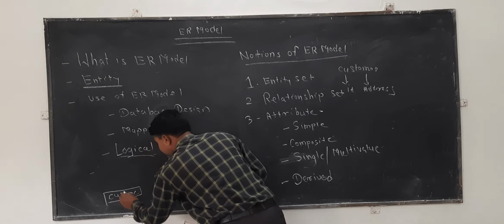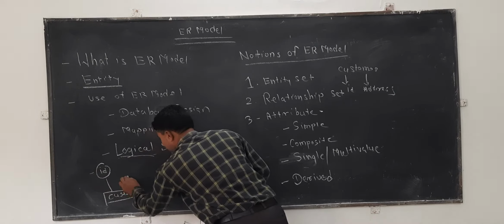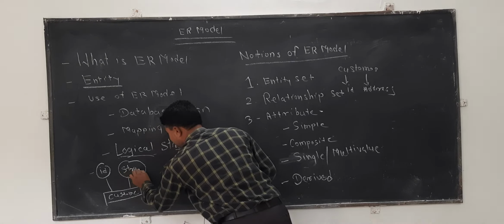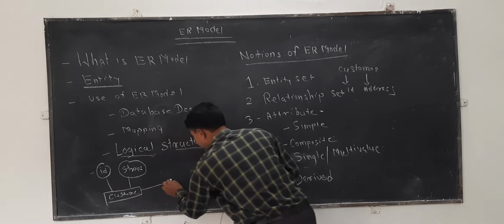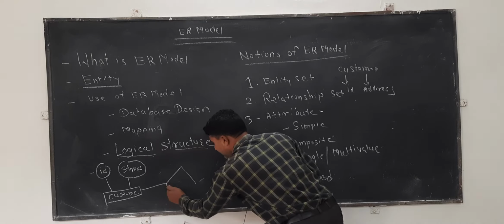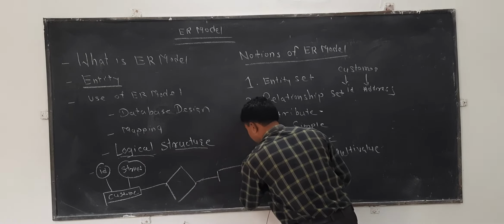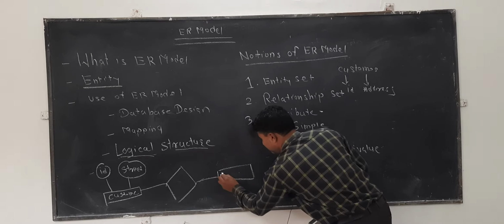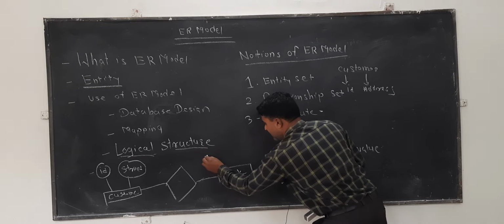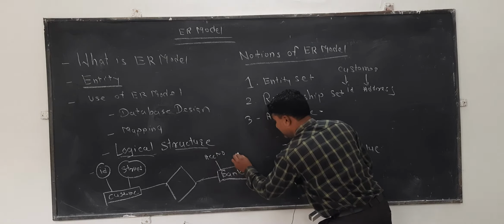Customer, then customer has the ID, customer has the street, then their relationship in between the customer and bank account. So this is a bank account, bank. So this is an account number, and this is a type.